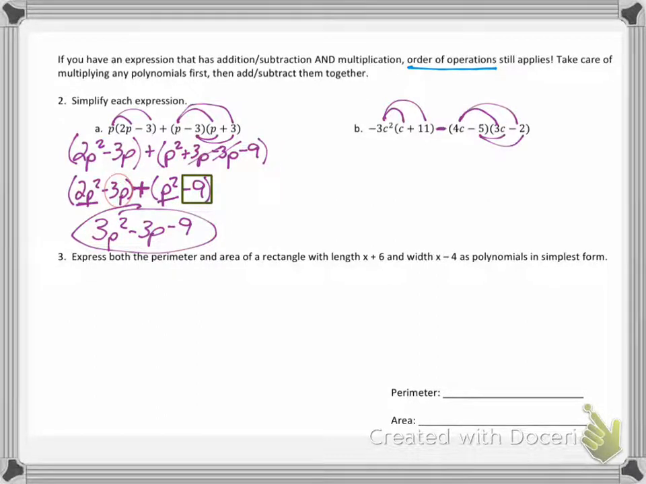So in B, I'm going to distribute the negative 3c squared. So negative 3c squared times c is negative 3c cubed. Negative 3c squared times 11 is negative 33c squared. So that's clump number 1. Chunk number 2, 4c times 3c is 12c squared. 4c times negative 2 is negative 8c. Negative 5 times 3c is negative 15c. Negative 5 times negative 2 is 10.